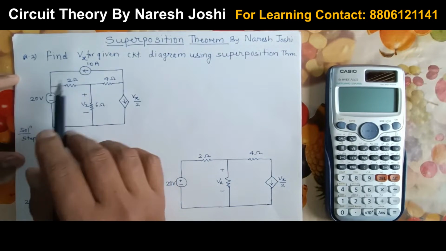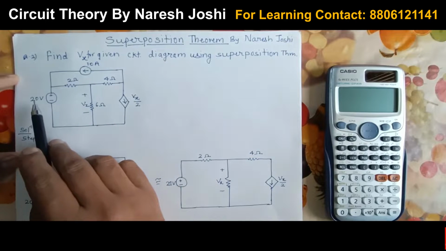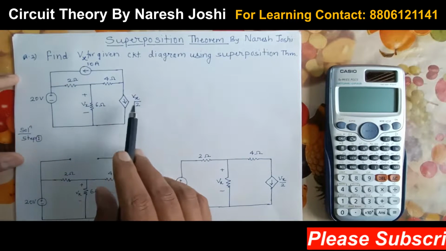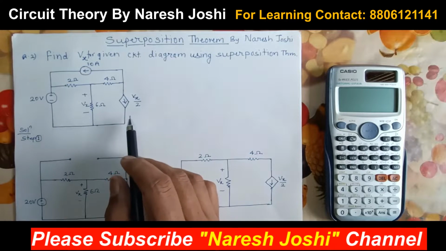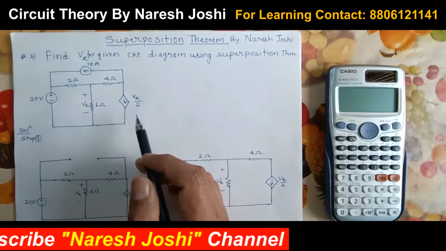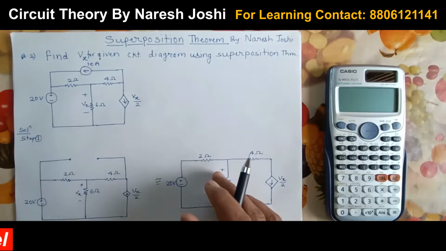So here you can see that there are two sources given. One is the 20 volt and another is a 10 ampere. That means a voltage source and a current source are given, and one dependent source. So remember this dependent source. How can we solve this question? You will watch this video till the end. So you will understand how we can apply the concept and how we can solve this.